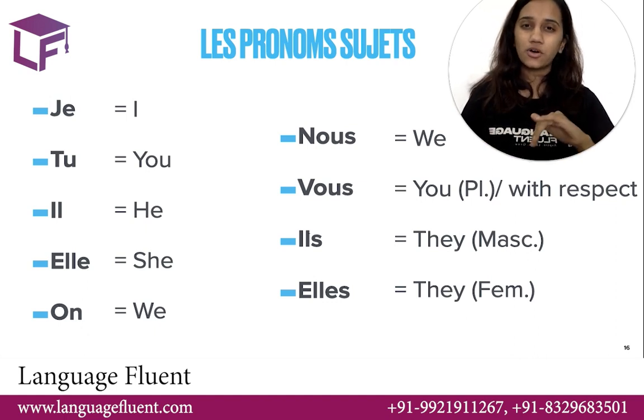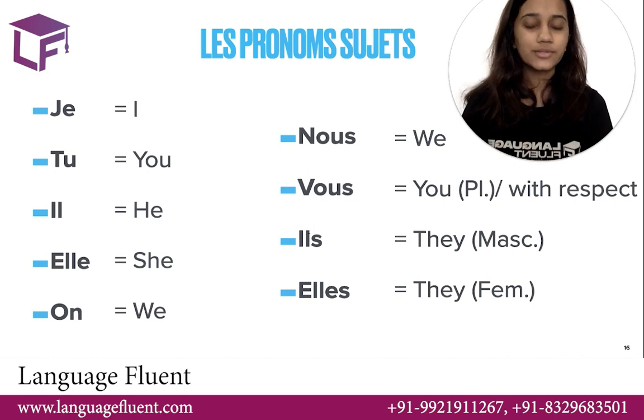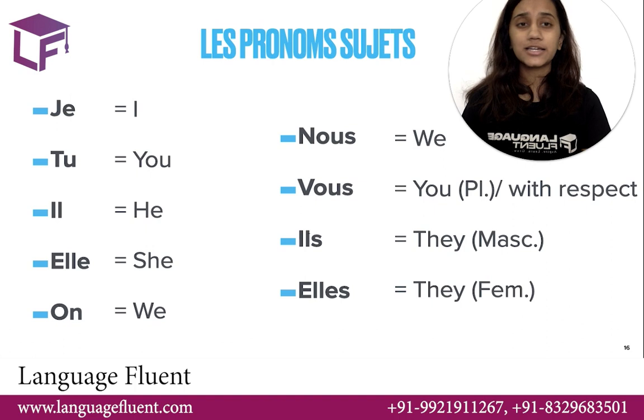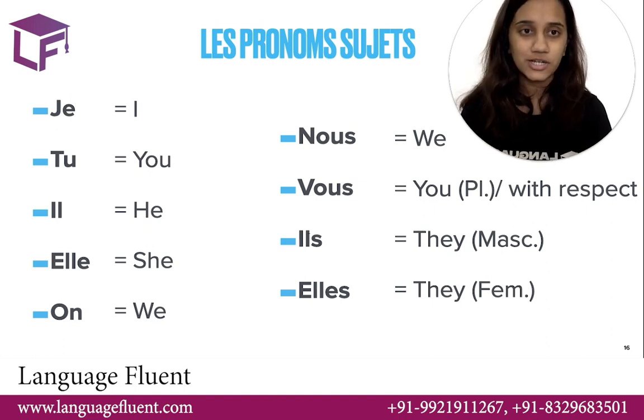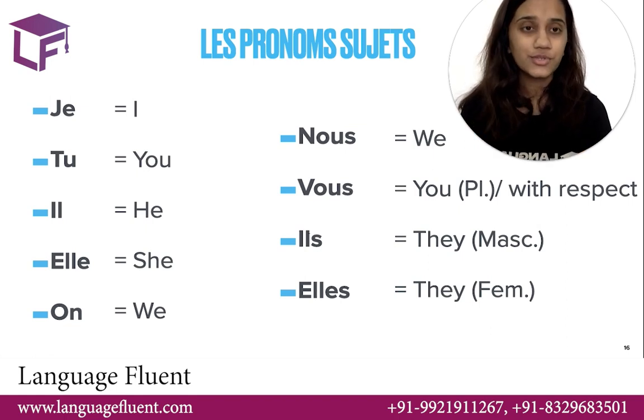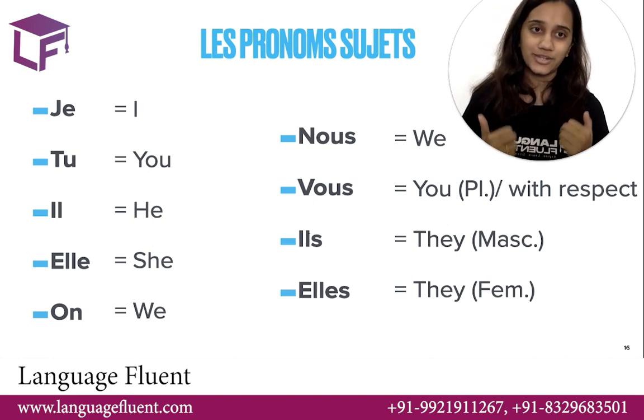Then there is on. We will come back to on after we study the other pronouns, because it can get a little confusing. And there is no neuter gender in French. Let me reiterate, there is no neuter gender in French. It's either masculine or feminine, so do not confuse between it, il, elle, etc. There is only masculine and feminine.